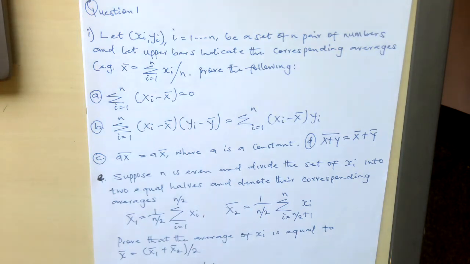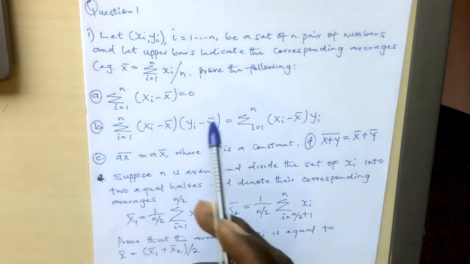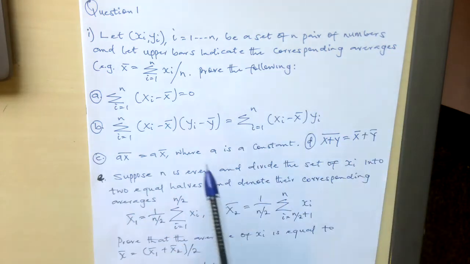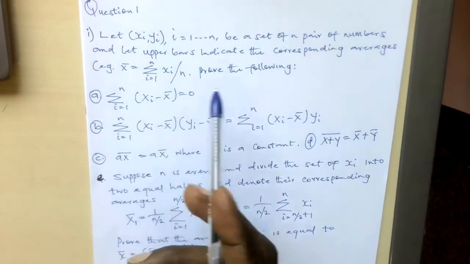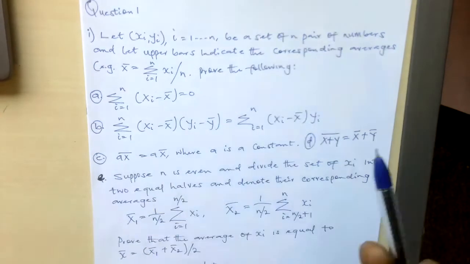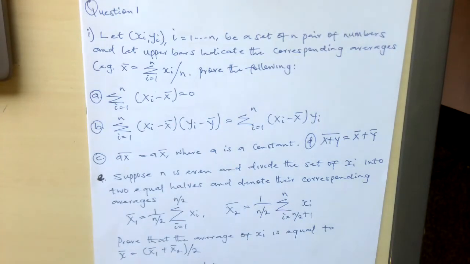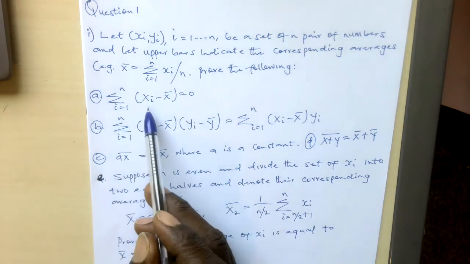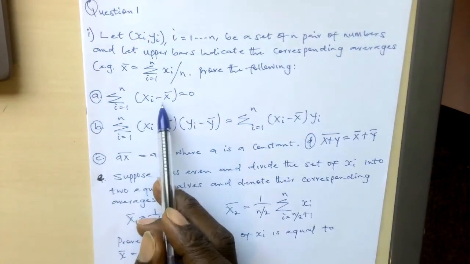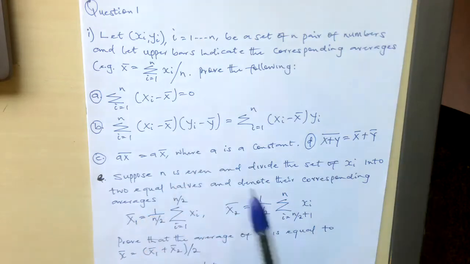So basically, on the first question, as you can see, let xi, i from 1 to n, be a set of n pairs of numbers, and let the upper bar indicate the corresponding average, e.g. x bar equals the summation of xi over n. Prove that the following is true. The first is that the summation of xi deviation from x bar is equal to 0.